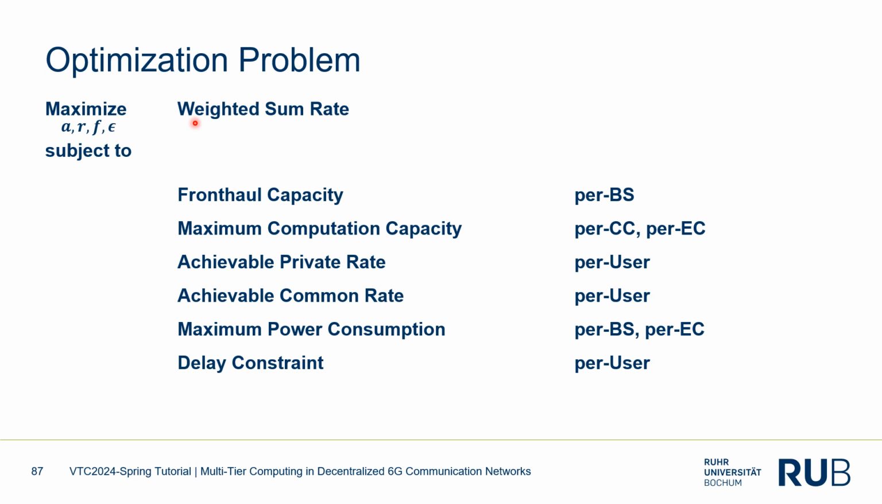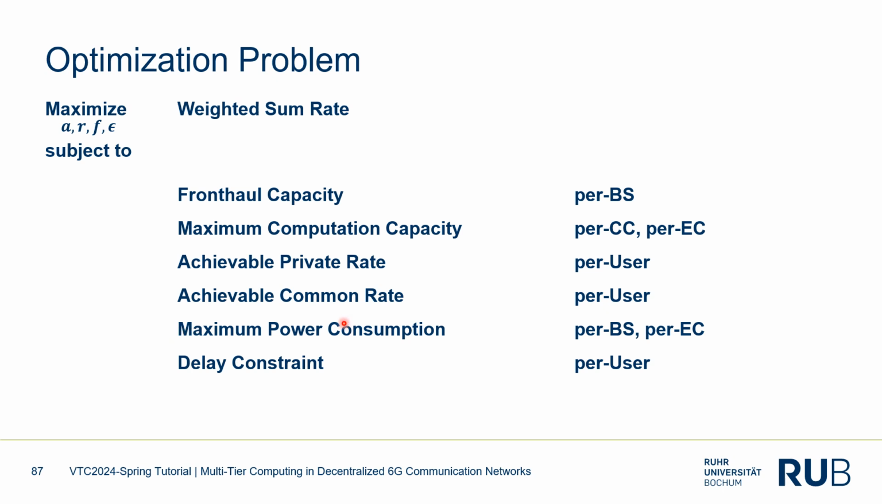Now, to the optimization problem. In this case, we want to maximize the weighted sum rate in this rate splitting scenario by managing the beamforming vectors, the data rates, the computation allocation, and the data split factors. This is all subject to the fronthaul capacity per base station, the maximum computation capacity per central cloud or edge cloud, the achievable private rate per user, and the achievable common rate per user.